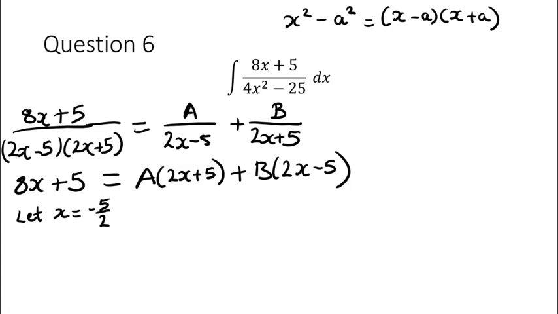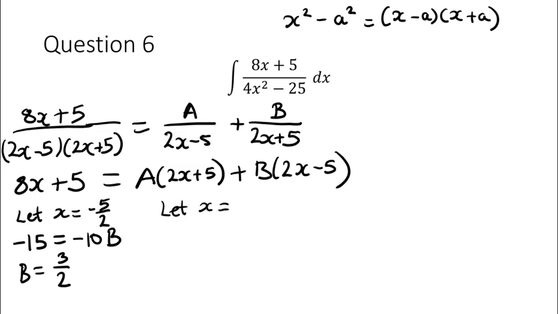So let's go ahead and do this. When I substitute in x equals minus 5 over 2, on the left-hand side I do 8 times minus 5 over 2. That's going to be minus 20, plus the 5 for minus 15. When I substitute x equals minus 5 over 2 into the first bracket, that's going to go to 0. And for the second bracket, what I'm going to get is minus 10. So minus 15 equals minus 10b. Divide both sides by minus 10, and we get a positive 3 over 2.